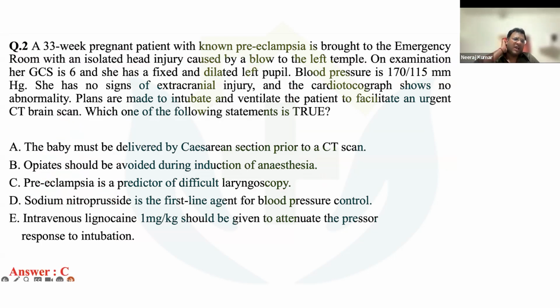Now coming to the next question, a 33 weeks pregnant patient is there. She has preeclampsia and is brought to the emergency room with an isolated head injury, because of a blow over the left temporal bone. On examination, the GCS was 6, and she has a fixed and dilated left pupil. The blood pressure is 170/115 mmHg, and she has no signs of extracranial injury.